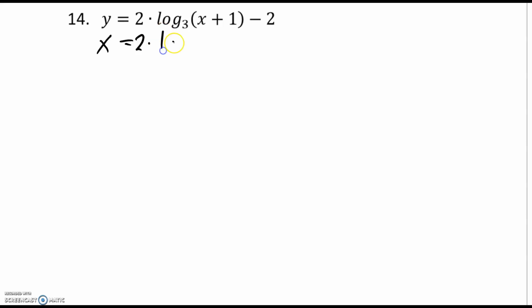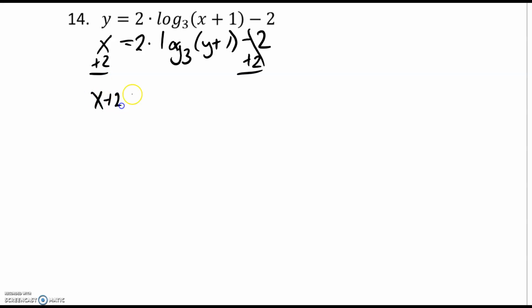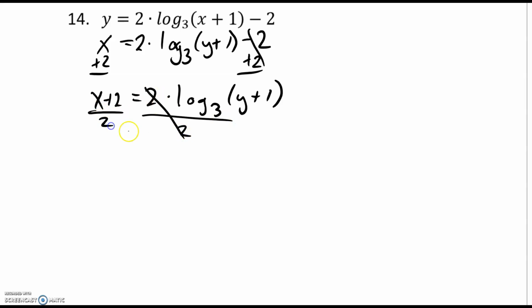So I have x equals 2 times the log base 3 of y plus 1, minus 2. From here, I need to solve for y. I have a lot of things outside of the log here, so I need to move the 2 to the other side. I'm going to end up with x plus 2 equals 2 times the log base 3 of y plus 1. What's also preventing me from converting from logarithmic to exponential form is this 2 out front, so I'm going to divide both sides by 2. So I have (x plus 2) over 2 equals log base 3 of y plus 1.